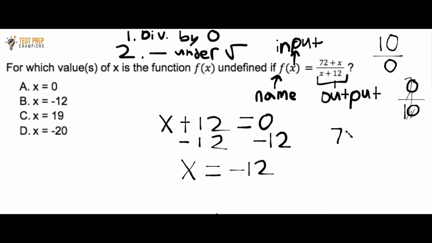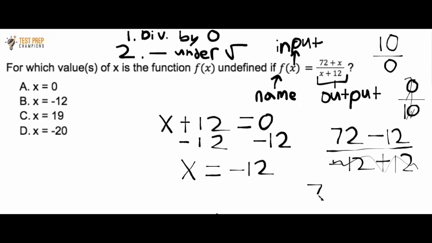All right, so watch this. If I do 72, and then instead of x here, I write negative 12. And then down here on the bottom, instead of writing x, I write negative 12 plus 12. All right, negative 12 plus 12 is going to be 0. And so we have 72 minus 12 divided by 0, and this is an error because we can't divide by 0. If x is negative 12, the function is going to be undefined, because you would have a situation where you're trying to divide by 0, and that is an illegal move in math. You're not allowed to do this in math. It won't work. So basically, B is the correct answer here.